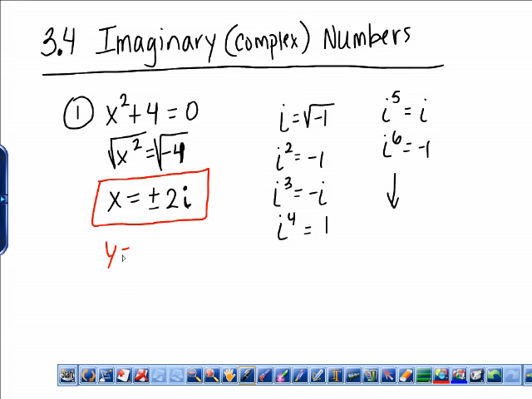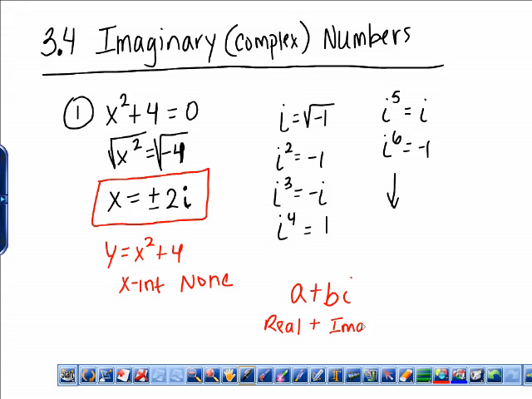Alright, think about this. How many x-intercepts does y equals x squared plus 4 have? I'm sorry, not y-intercepts, x-intercepts. I kind of just solved it out for you. If you get imaginary solutions here, there are none. The main idea to take away with imaginary numbers is that they're typically written in the form a plus or minus bi, where a and b are real numbers. a is just a real number, it doesn't have to be an integer, it could definitely be a decimal, and then b is a real number times an imaginary number, which gives us an imaginary, and we call this mixture of the two complex.